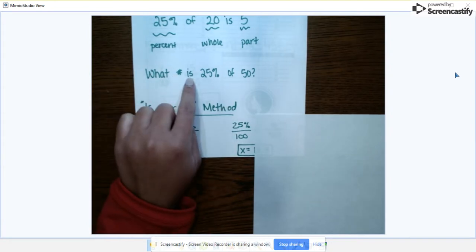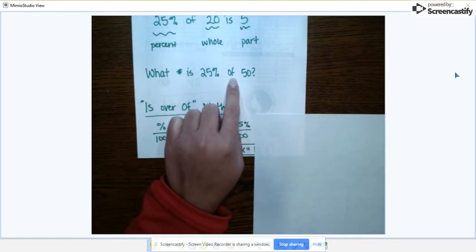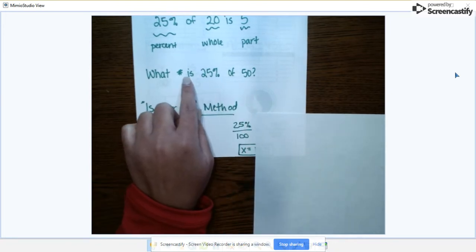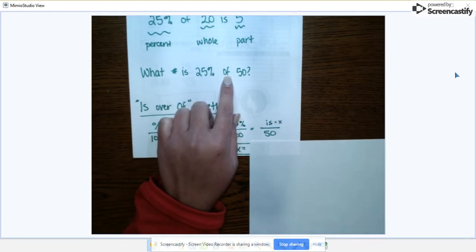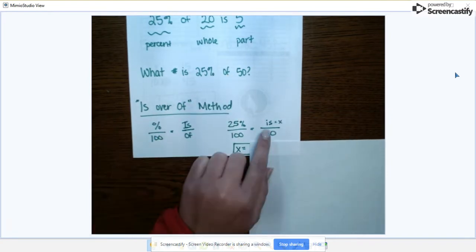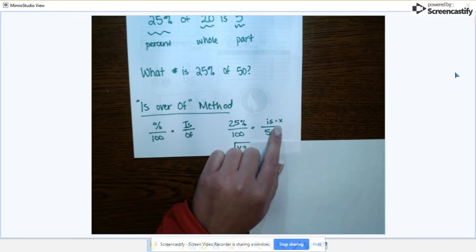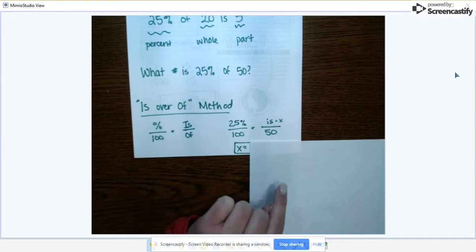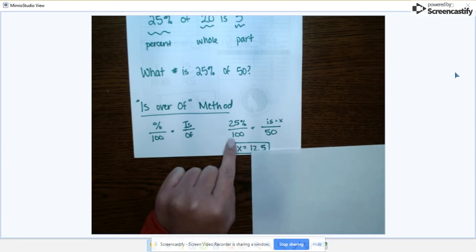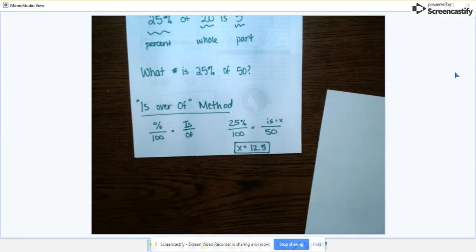Then we have is and of. Well, we don't have a number associated with the is, but 50 corresponds to the of. So is over of. We don't know our is, so I label that as x, and of is 50. So I'm going to cross multiply 25 times 50 and divide by 100. I get 12.5.